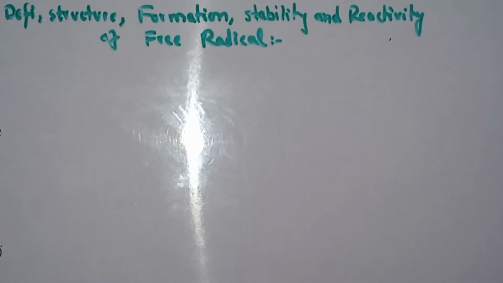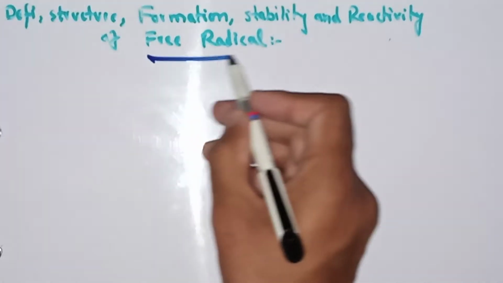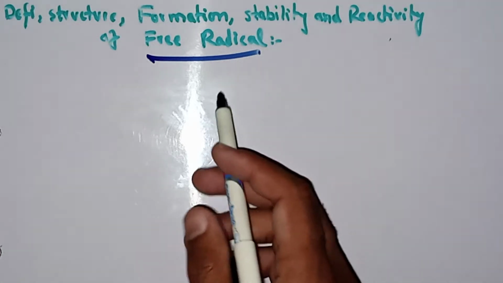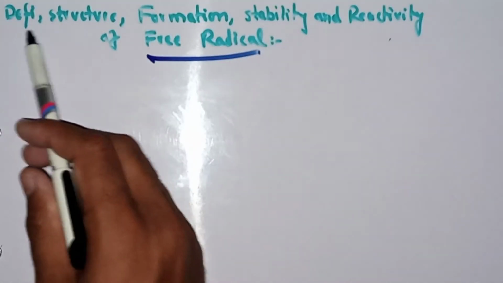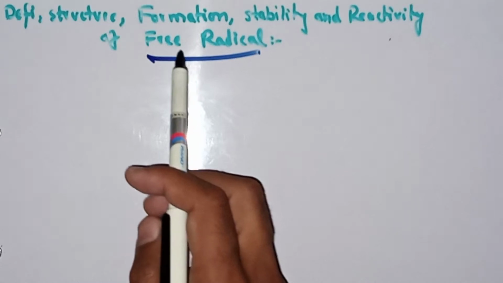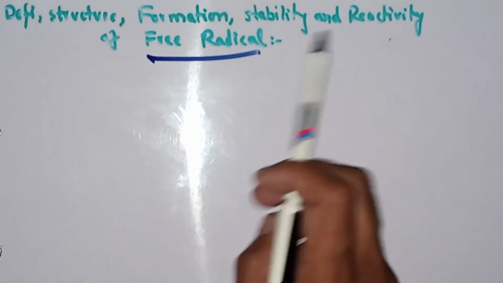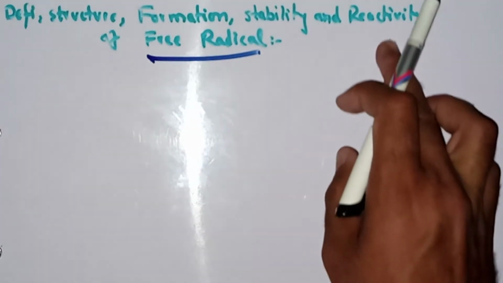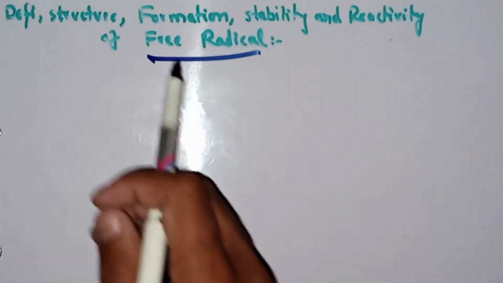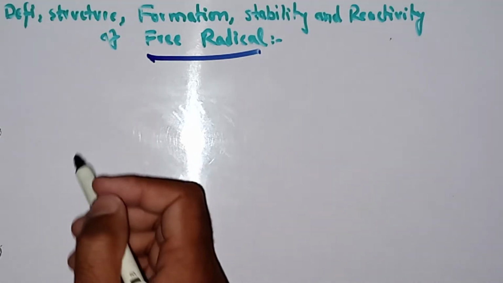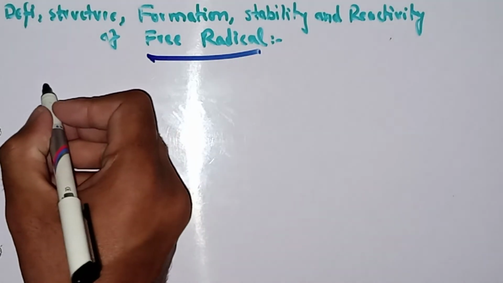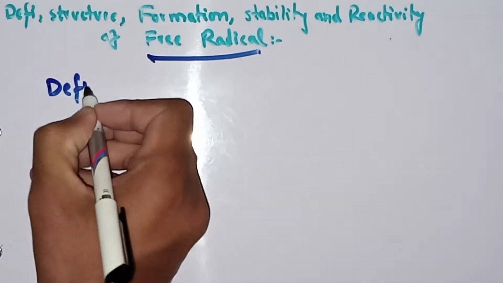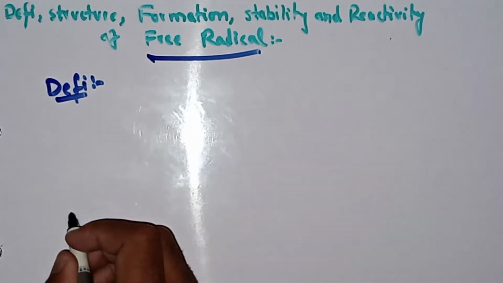Let's start today's topic. Today's topic is about free radicals. What is a free radical? What is meant by free radical? In today's lecture we will study the definition of free radical, structure of free radical, formation of free radical, stability of free radical, and reactivity of free radical. These all things will be explained today in this lecture. So let's start. First of all, the definition of a free radical.